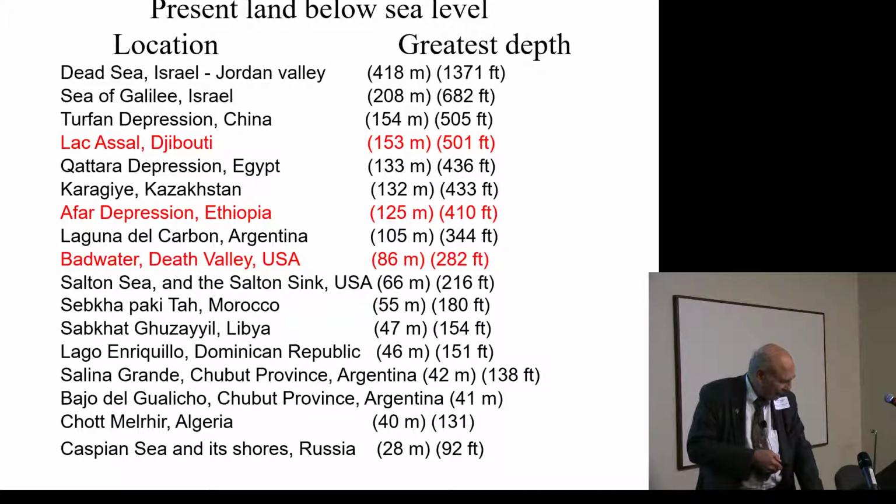Where do we have these presently? Well, the Dead Sea is the deepest example at 1371 feet. And I'm going to show the Lake Assal in Djibouti. And if you wonder about ours, we have one in Death Valley, which is 282 feet below sea level. It's going to be a long time before the sea gets back in there.